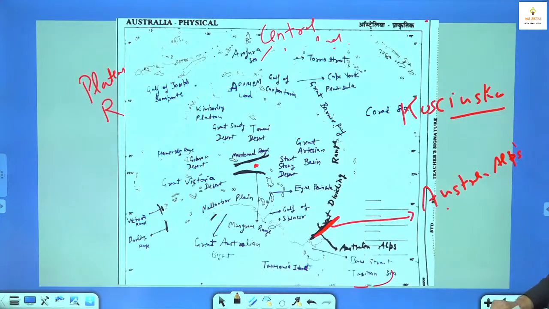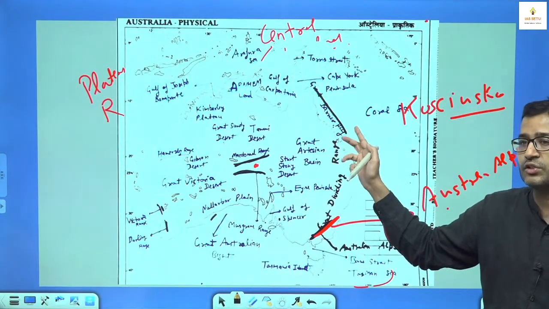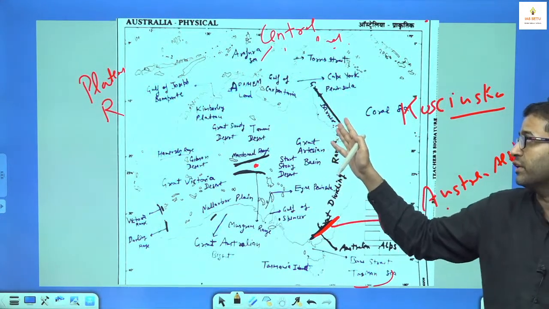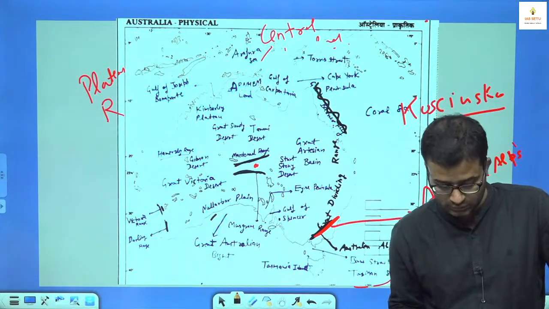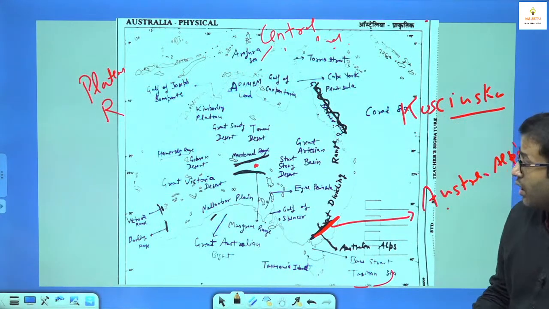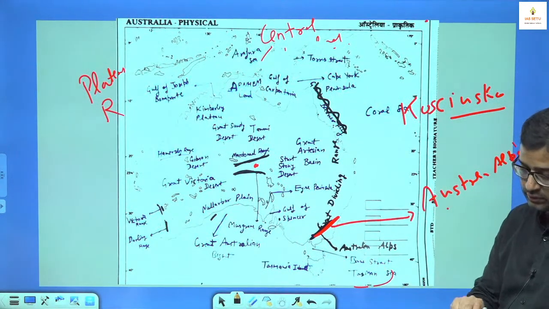Next is the Great Barrier Reef, the largest coral reef in the world. What is the Great Barrier Reef? This is the largest coral reef in the world. Next we will see the important rivers and lakes, and then we will see New Zealand.